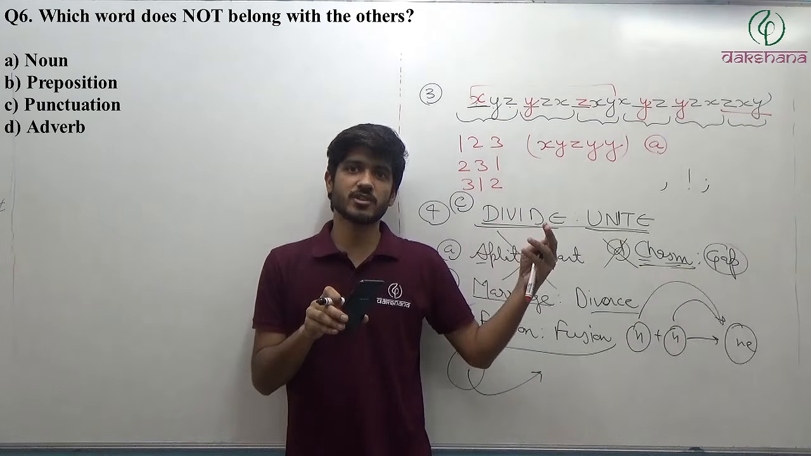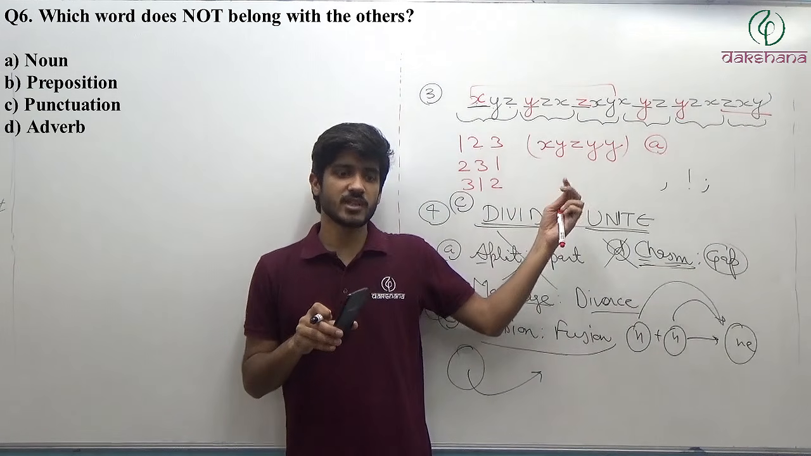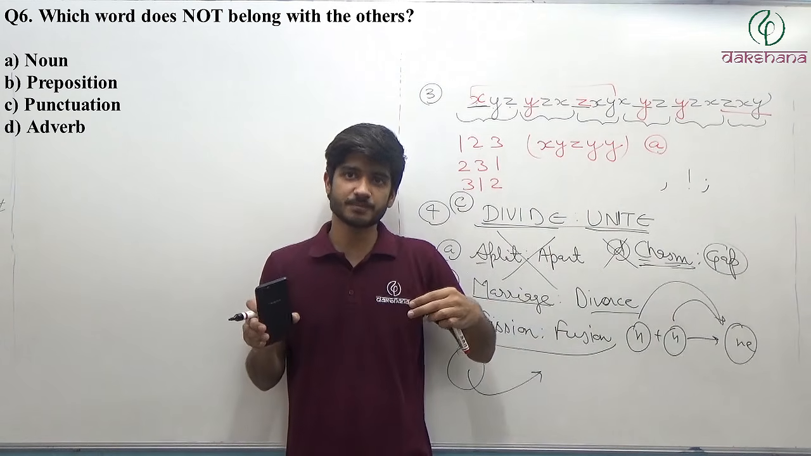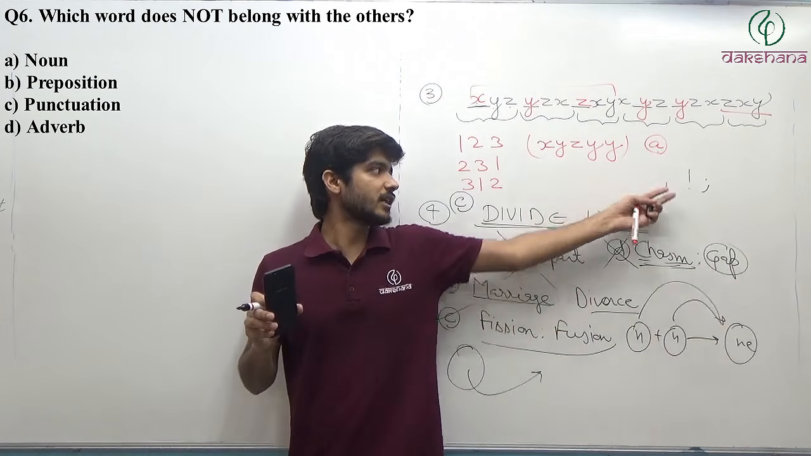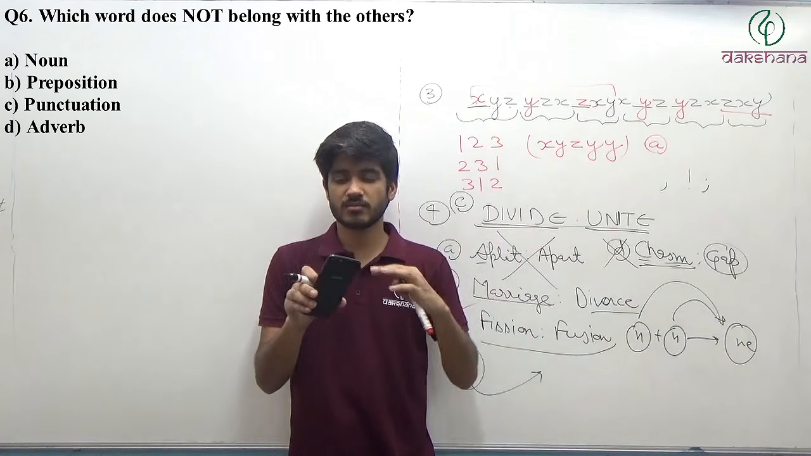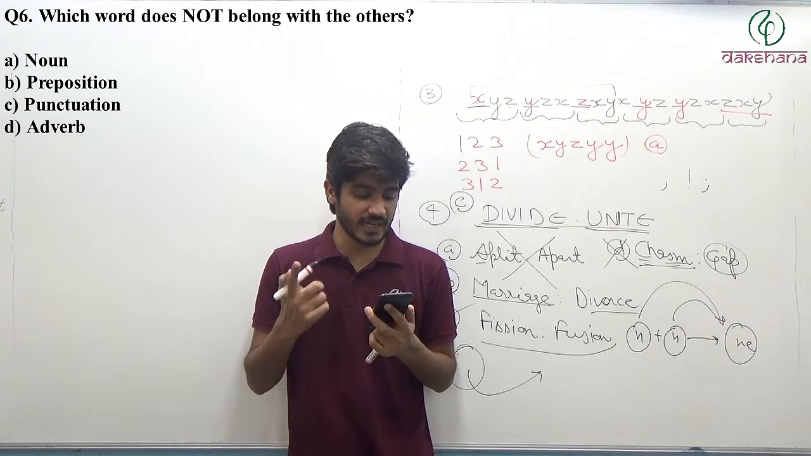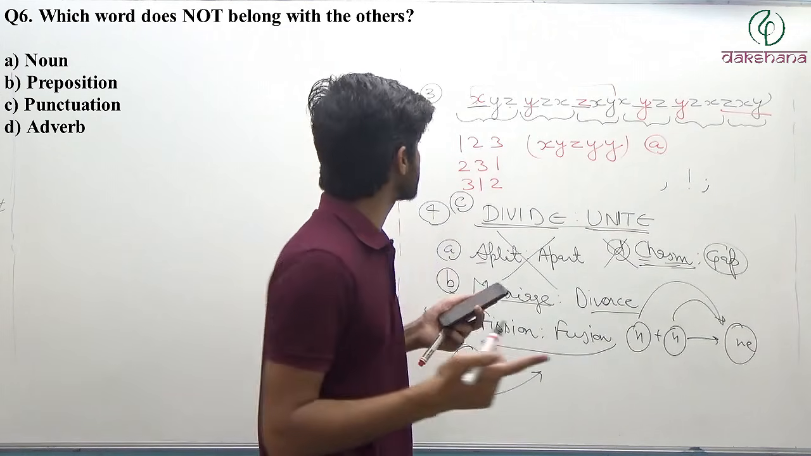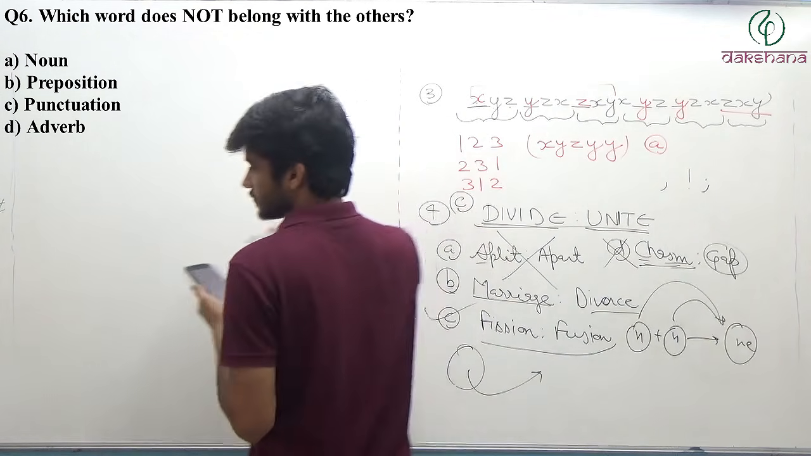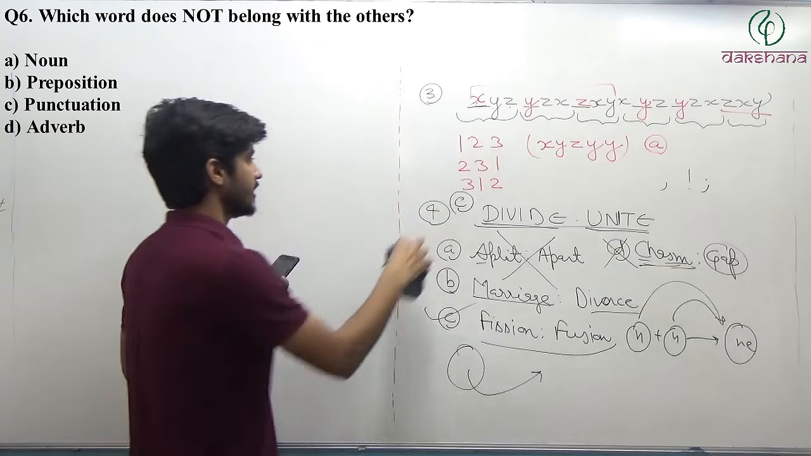So noun, adverb, prepositions, all these things are something that makes up the sentence. And then there are punctuations. So punctuations are the odd one out, guys. So option number C, punctuation, would be the right answer for question number 6. So I just write the right answers over here.